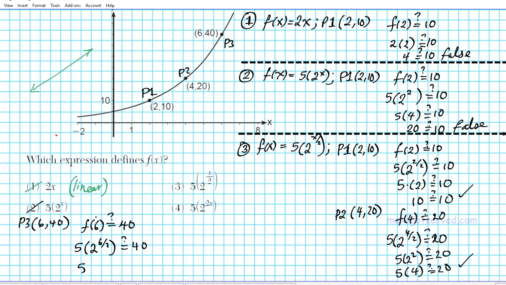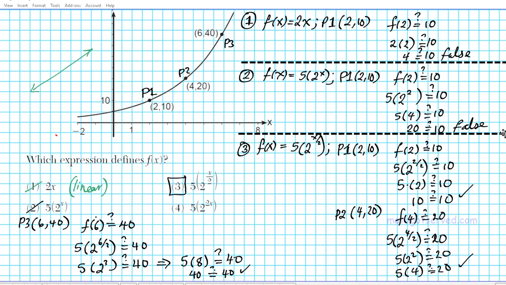And then we have 5 times 2 to the 6 over 2, which is 2 to the third. Is that equal to 40? And then when we simplify that, 2 to the third is 8, right? So is 5 times 8 equal to 40? 5 times 8 is 40, right? So is 40 equal to 40? It certainly is. So ladies and gentlemen, the correct answer is 5 times 2 raised to the x over 2.